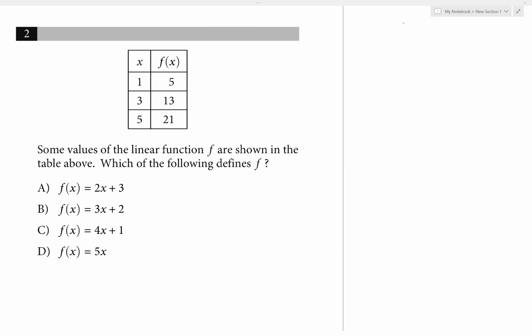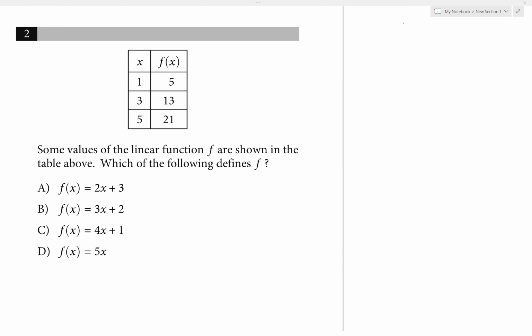All right, question 2. Some values of the linear function f are shown in the table above. Which of the following defines f? Okay, so this is based on the table. We have to figure out what the function is. And remember how a function works: f of x is pretty much the y value.